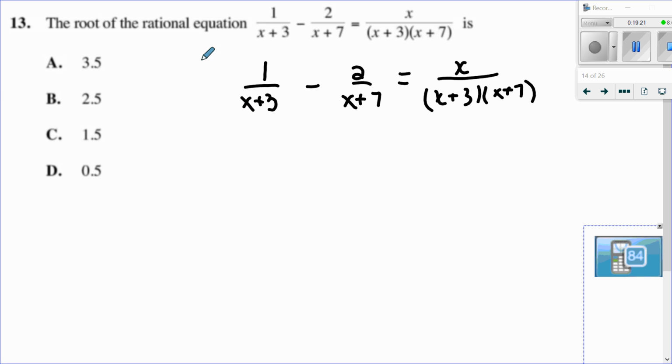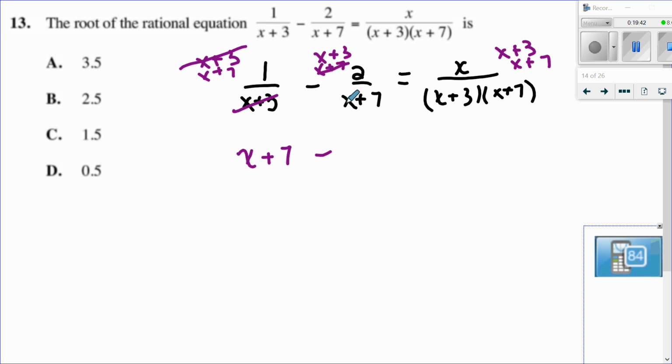To get rid of my x plus 3, I would multiply everything by x plus 3 to be fair and balanced. To get rid of my x plus 7, I would multiply everything by x plus 7 to get rid of that denominator as well. So now I'm ready to go. x plus 3 and x plus 3 cancel. You're left with 1 times x plus 7.